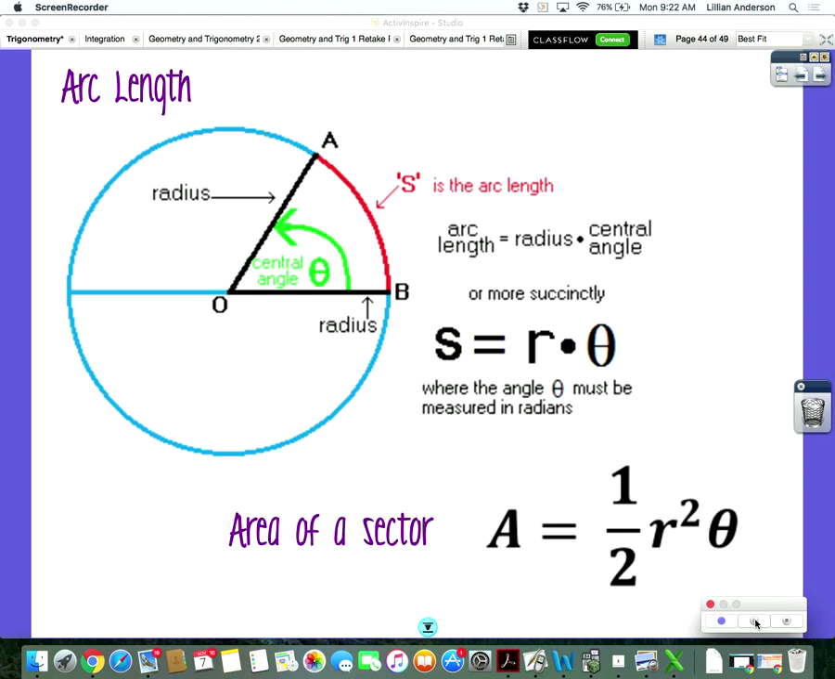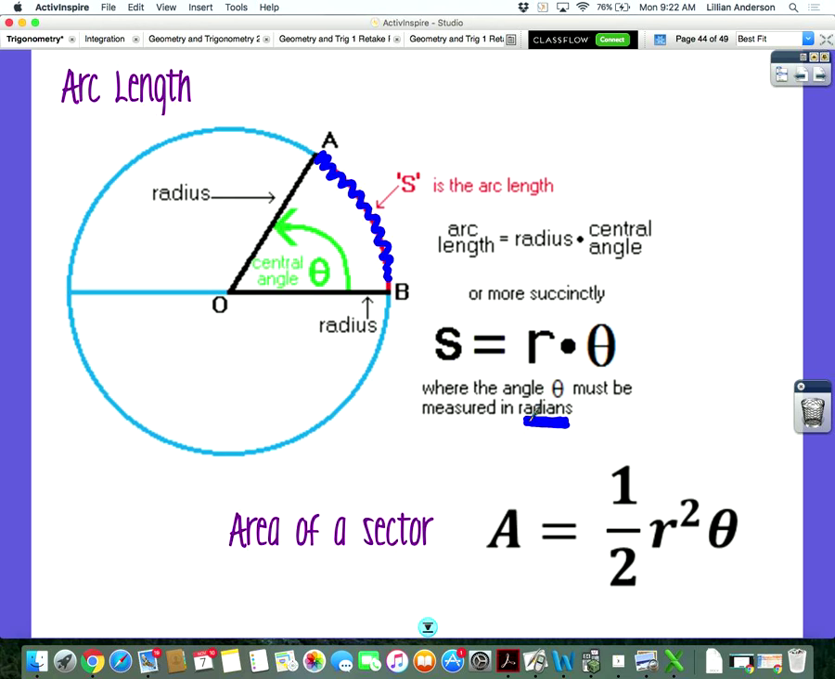Arc length is the distance from one point to another point on the circle. It's represented by S. The formula is S equals R times theta. R is your radius, and theta is your central angle, which is always measured in radians. Please make sure that when you're finding the length of an arc, you are using radians. This is where you switch your calculator between degree mode and radian mode.